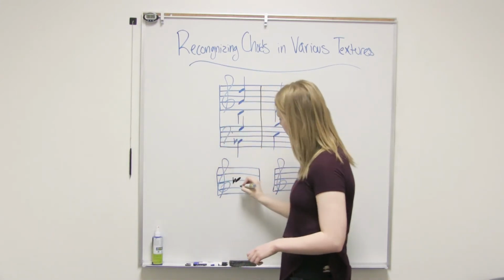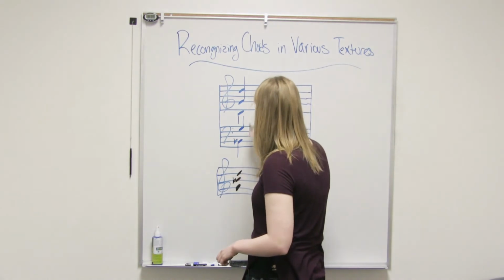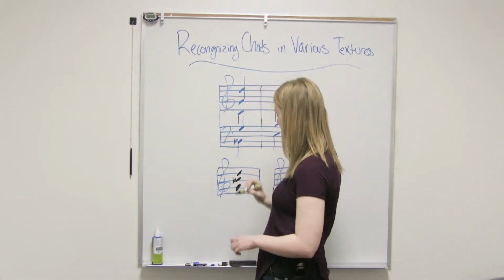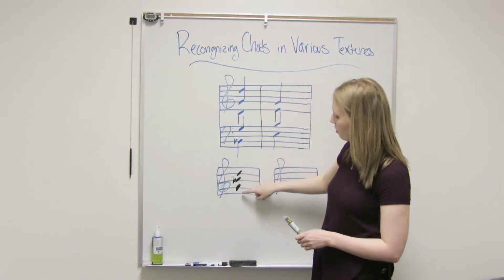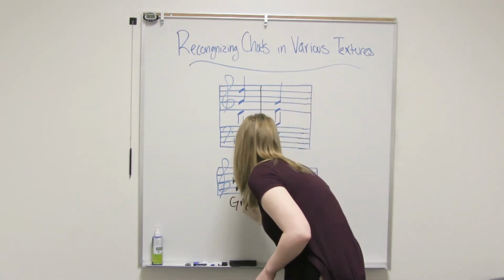we have a G, we have a D, and then we also have a G, which we already have notated, and we have a D, which we already have notated. So by taking each of these notes and organizing them into a simpler form, we can see that this is a G minor triad.